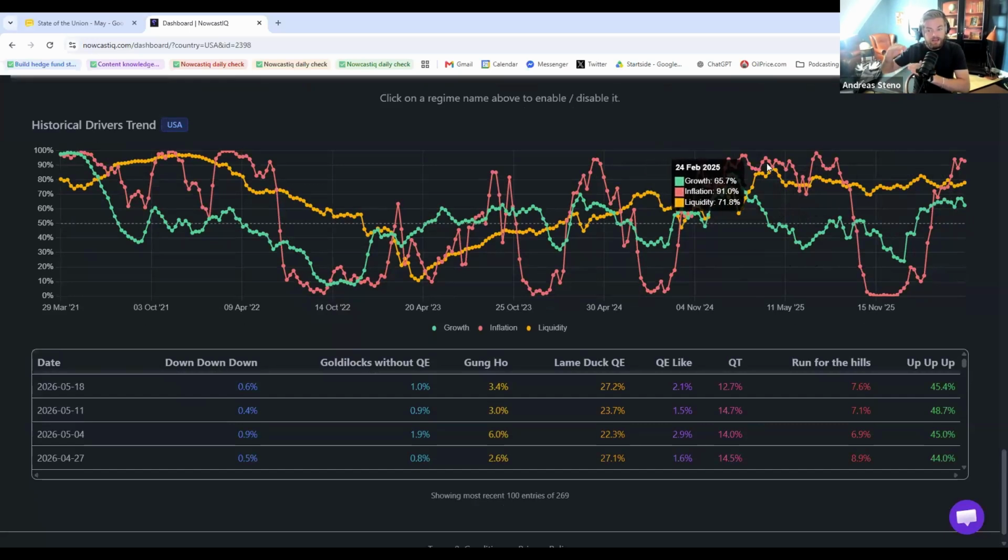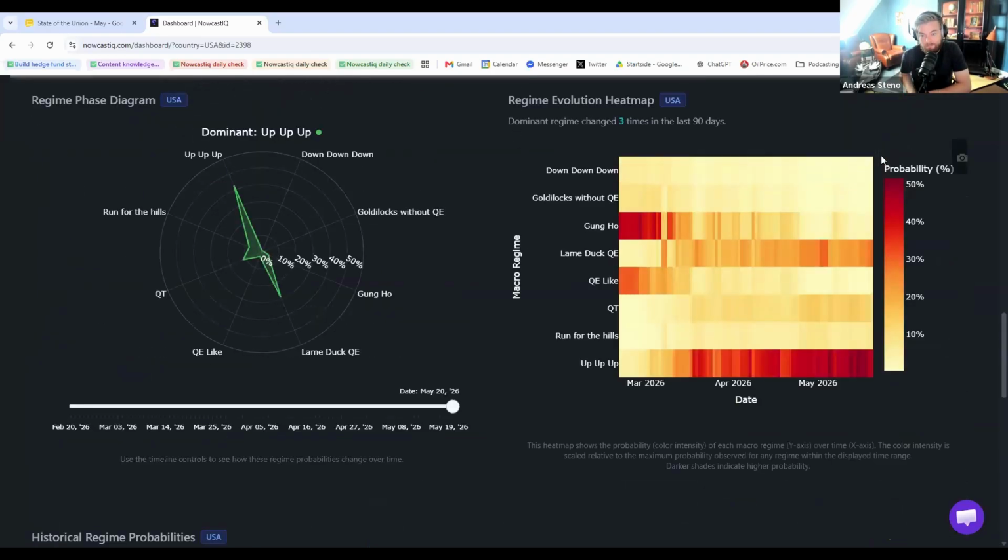Is growth accelerating, and how certain are we that growth is accelerating? And currently, we are fairly certain that inflation is accelerating, that liquidity is accelerating, and that growth is accelerating in the US, leaving us with a so-called up, up, up environment.